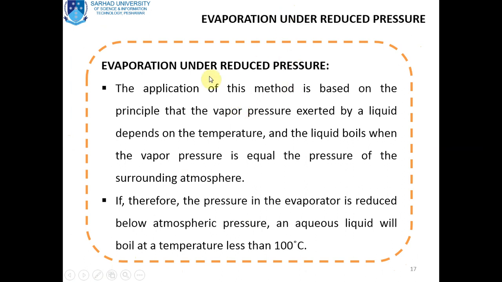In this part of the lecture, we will discuss evaporation under reduced pressure. The application of this method, that is evaporation under reduced pressure, is based on the principle that the vapor pressure exerted by a liquid depends on the atmosphere, and the liquid boils when the vapor pressure is equal to the pressure of the surrounding atmosphere.